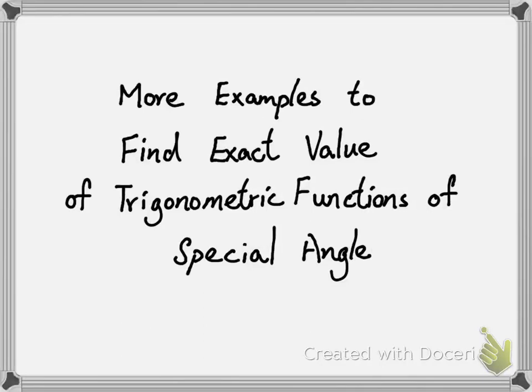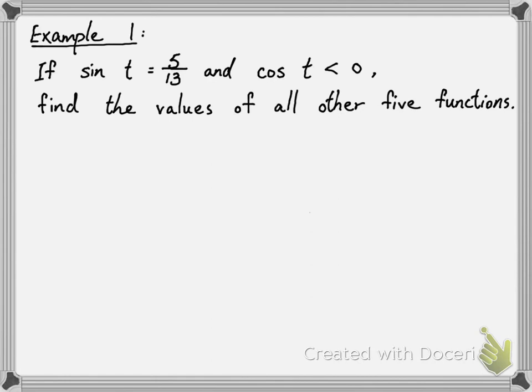Hello everyone! In this video, we are going to look at more examples to find the exact value of trigonometric functions of special angles. Example number 1. If sine t equals 5/13 and cosine t is less than 0, find the values of all other 5 functions. The very first step, let's try to make the sketch.